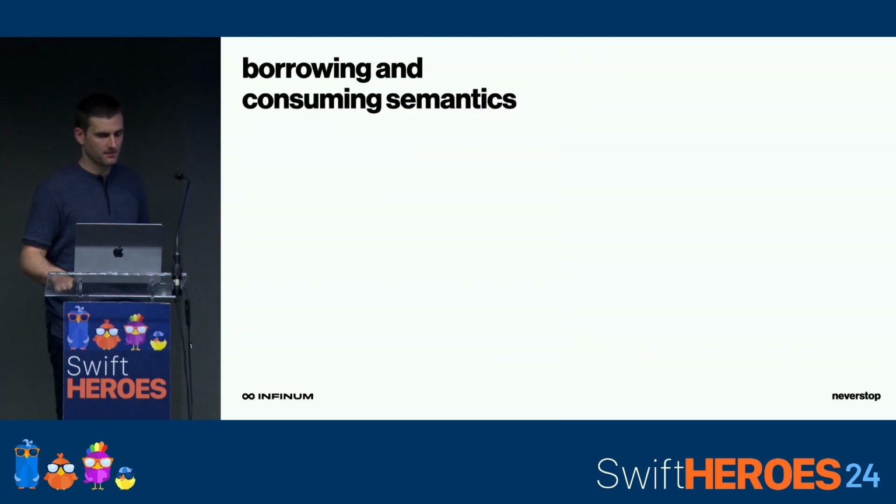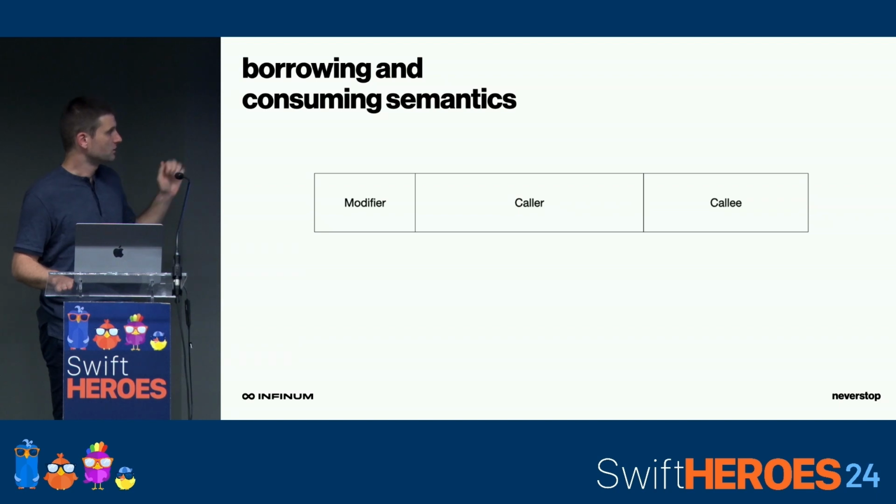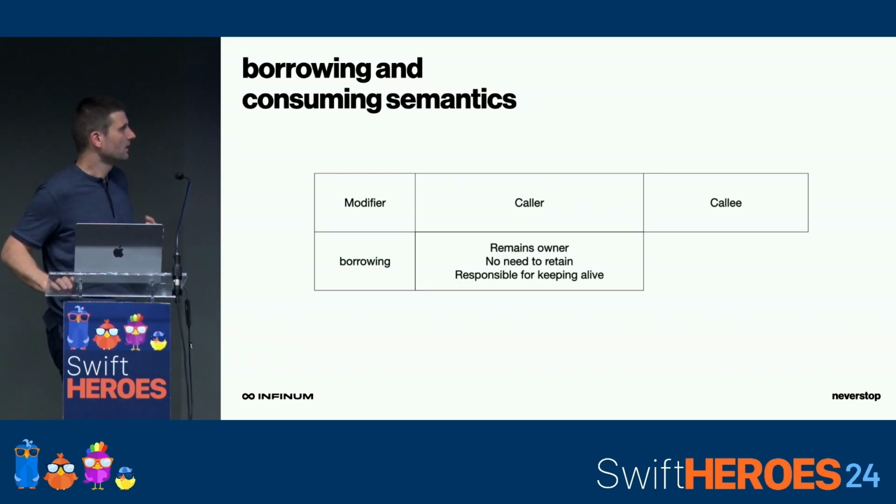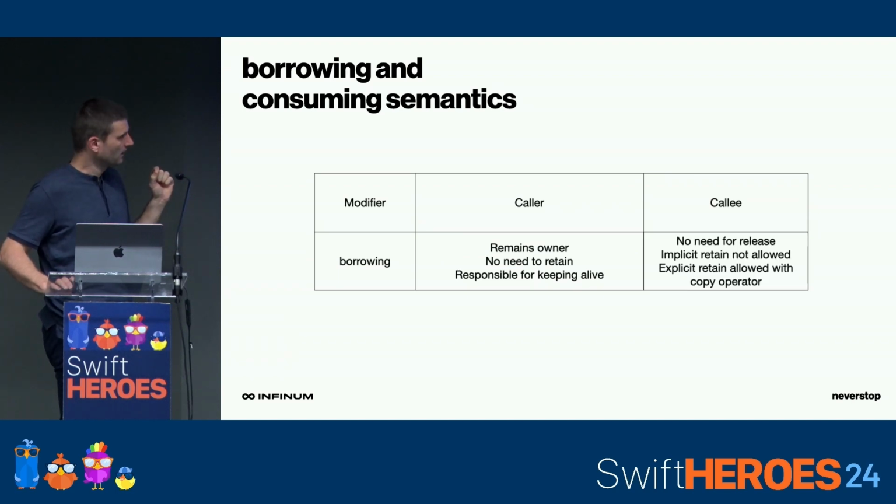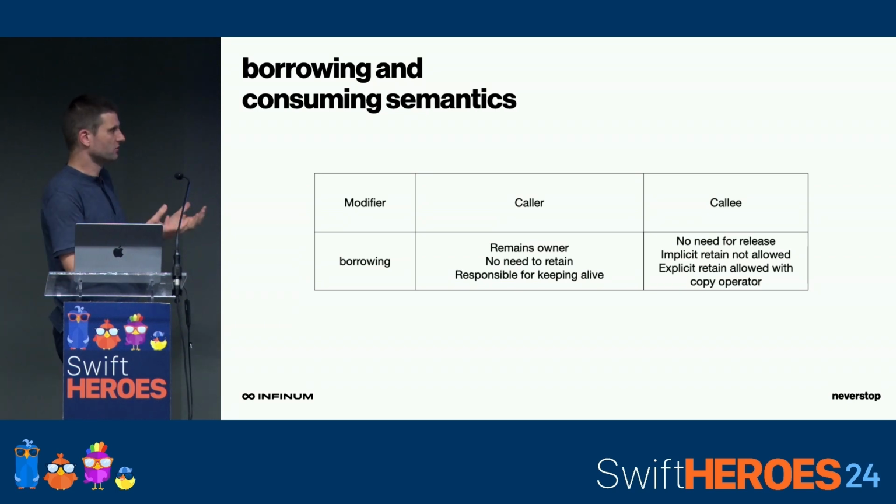So borrowing and consuming semantics can be summarized in the following table. So we have caller and callee and modifier. When a parameter is annotated with borrowing, the caller remains owner of that parameter, of that object that is passed. There is no need to retain because the caller is responsible for keeping it alive. For the callee, there is no need to release because it just receives a shared value. Implicit retain is not allowed, so similar to our example before, if you try to pass this value somewhere else that could make an implicit copy, this will not be allowed. And explicit retain is allowed with this copy operator that we showed in the previous example.